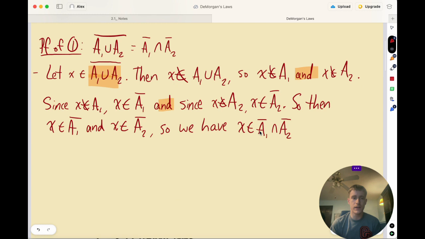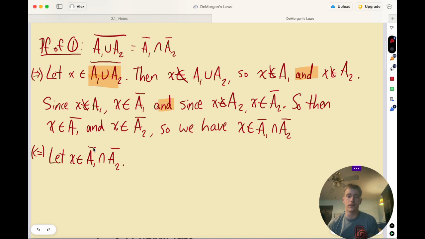We call this the forward direction. Why do we call that the forward direction? Because we're starting with the assumption that x is in here, and we just showed that it was in here. Now we have to go backwards. This is going to be the backwards direction. Now, let x be an element of A1 complement intersect A2 complement. You should be able to do the exact same line of reasoning to show that x must be in the complement of the union. But I will go through it nonetheless.